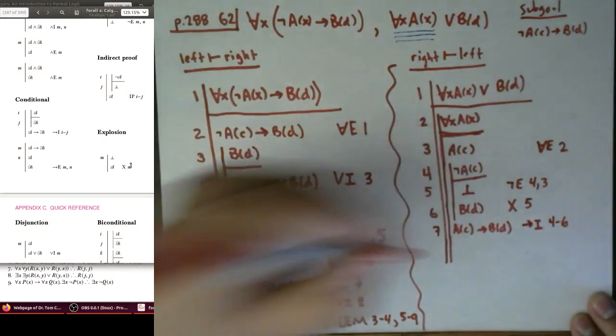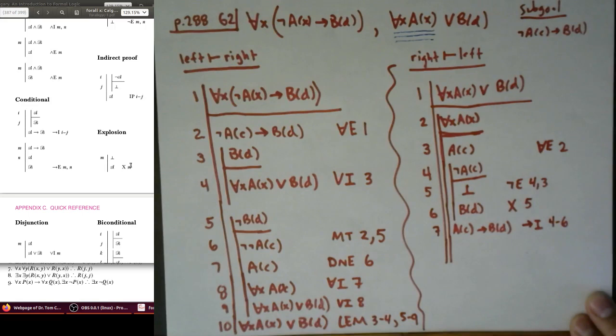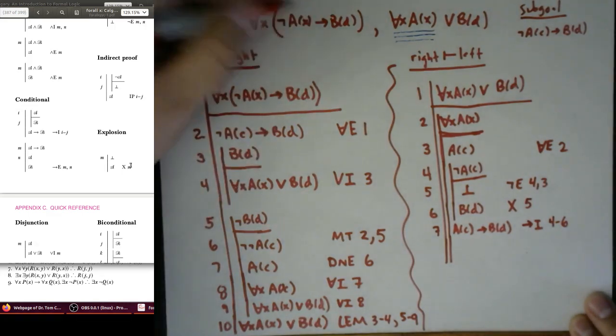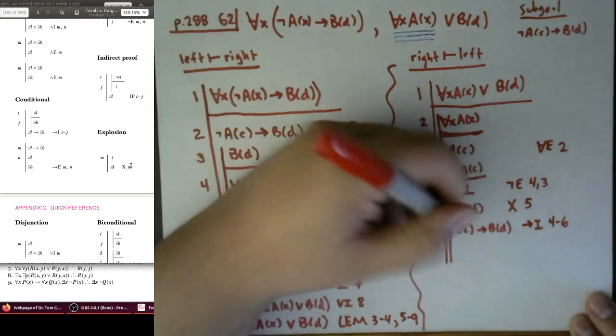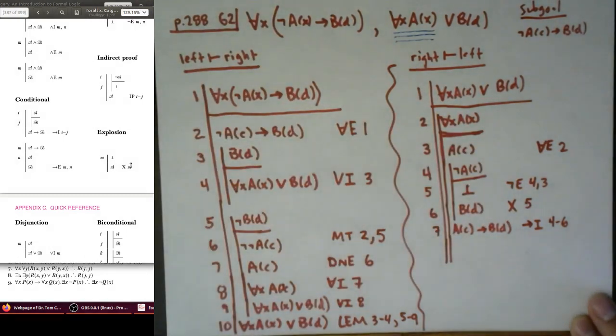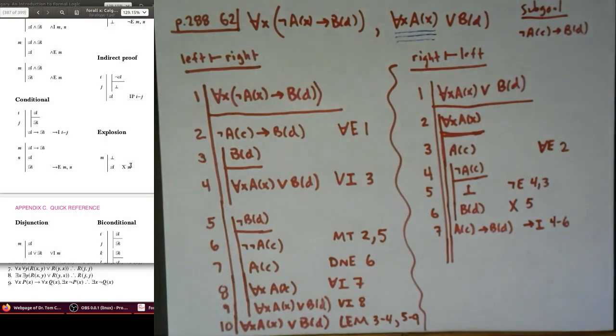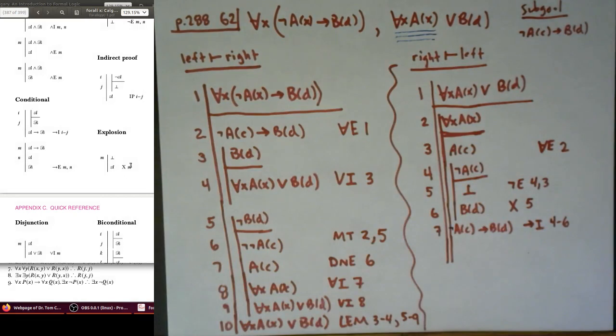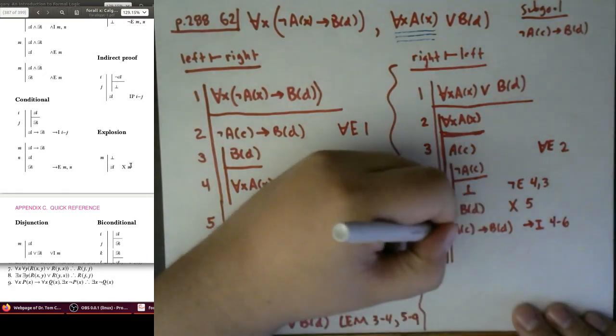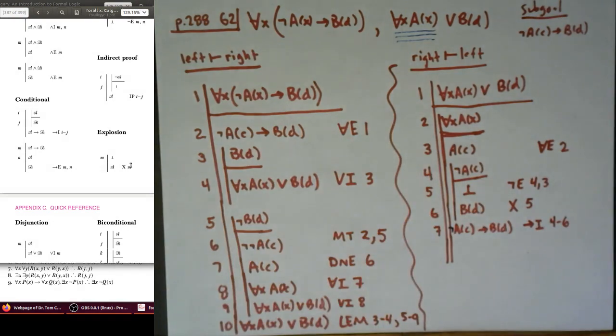That's line 7. And now, thinking about where I want to go, I want to get the left side. Oh, sorry, that's negation of A of C. Let me put that in blue so it's clear. Negation of A of C, my bad. Can you see that? It looks like it. Maybe this needs to be a little bigger. Negation of A of C implies B of D.